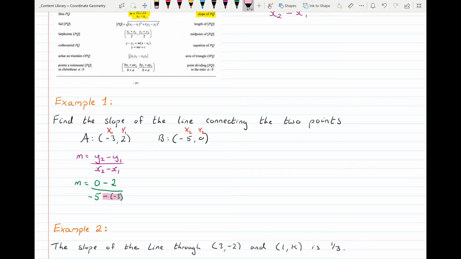So we have 2 negatives coming together, which means we're going to have m equals negative 2 on top over minus 5 plus 3, negative 2 over negative 2. Any number divided by itself will equal 1. So this line has a slope of 1.